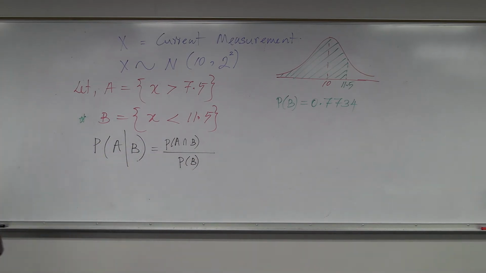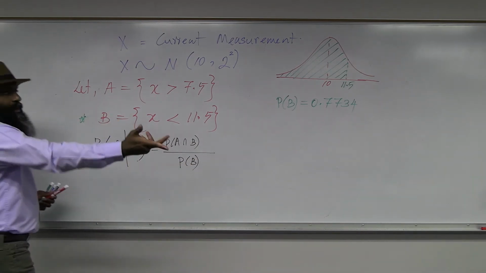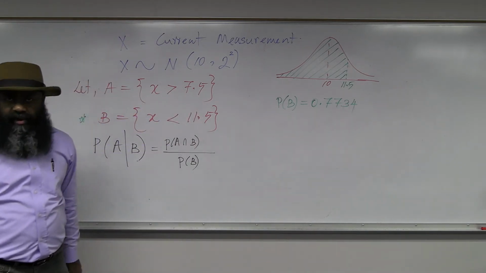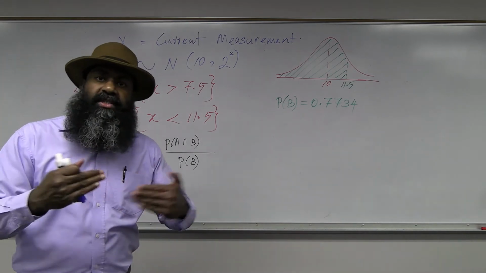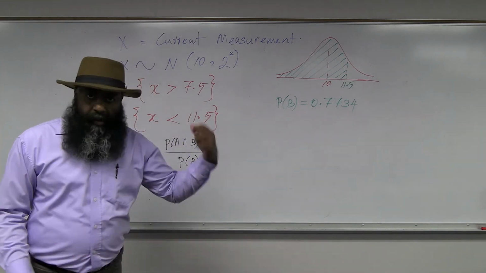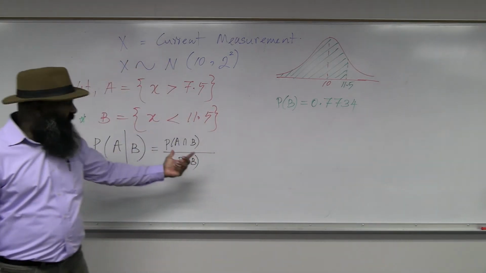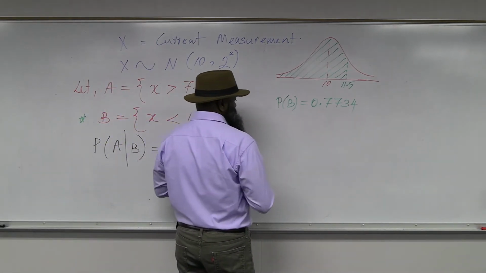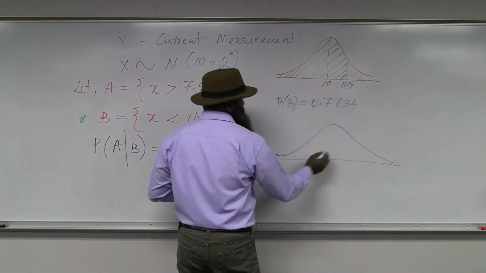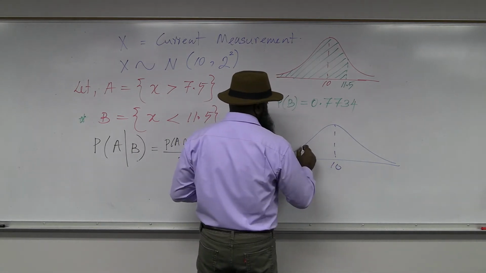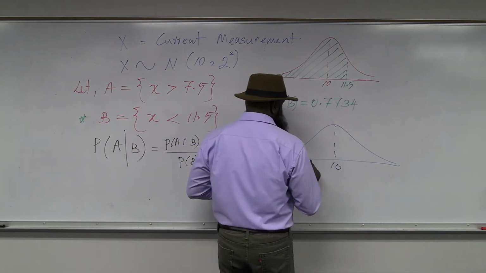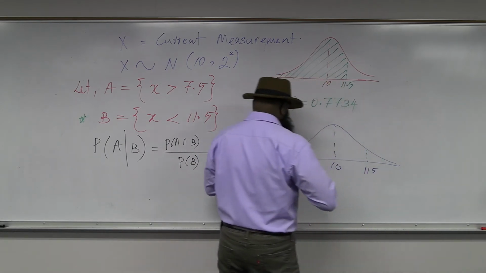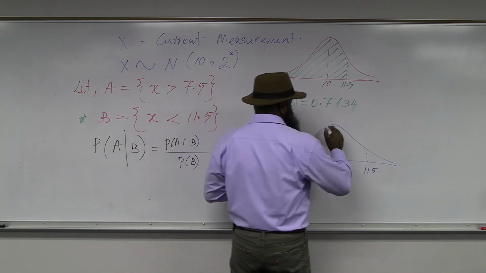Now the same way, we can find the probability of A intersection B. So what is A intersection B? A and B. So A says more than 7.5, B says lesser than 11.5. So A and B, both conditions are met. That means I need the probability where the current is between 7.5 and 11.5. So we can find that probability also using the same probability distribution, centered at 10. The lower limit this time is 7.5. Upper limit is 11.5. So what I need is the area between those two specific points.